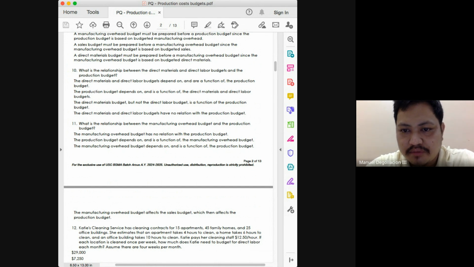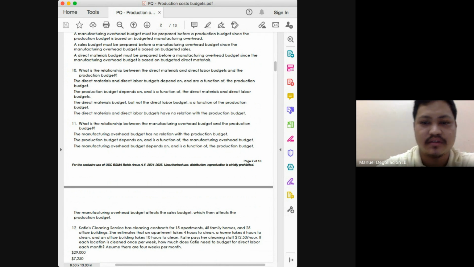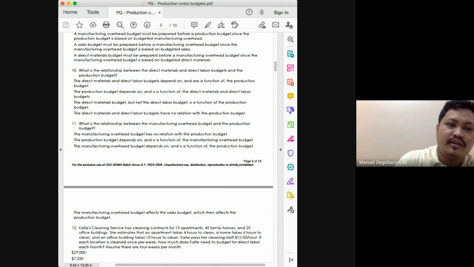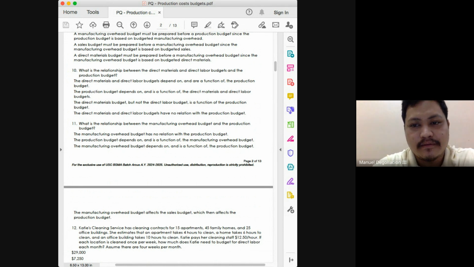Again, the answer here is the first choice. Second choice, the production budget depends on and is a function of the direct materials. That's incorrect. That's the opposite. The direct materials budget, but not the direct labor budget, is a function of the production budget. No. The direct materials and direct labor budget have no relation with the production budget. Obviously, the last three choices are incorrect. So the only correct answer here is the first choice.